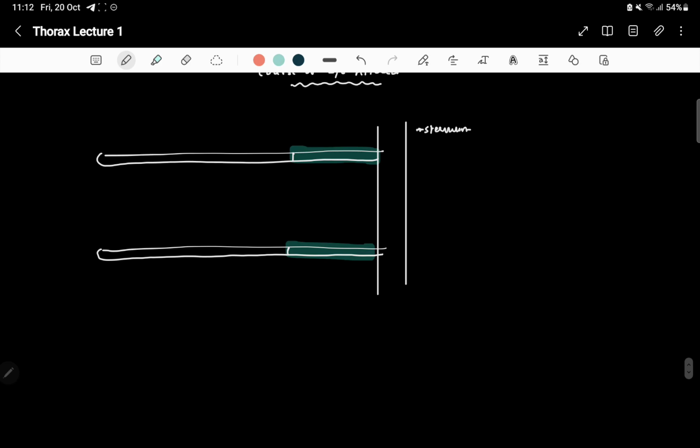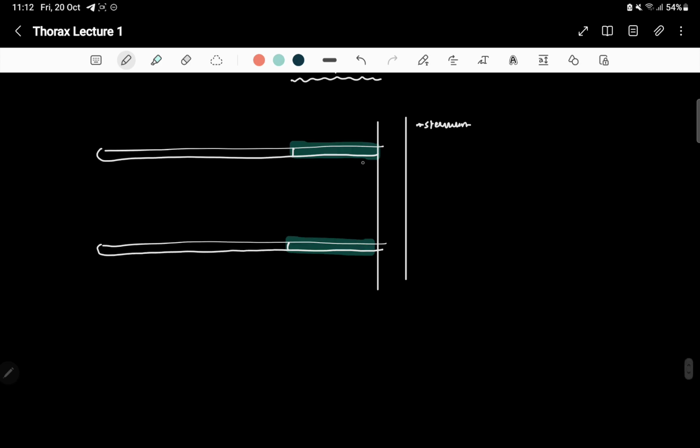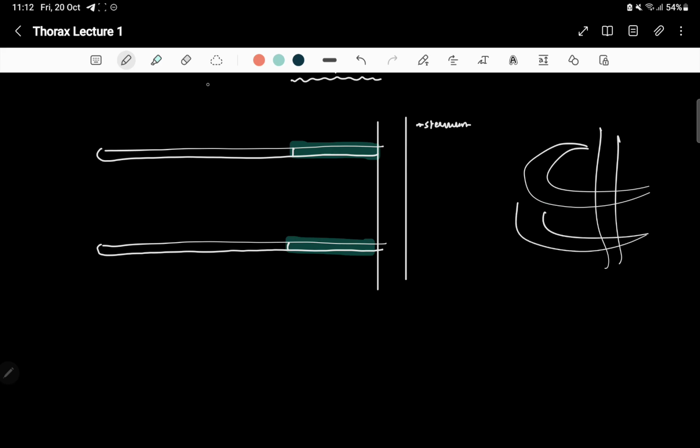The ribs are curved, but we have flattened the rib for simplicity purposes. So the ribs are like this. This must be the sternum, and the ribs should be like this, curved, but what we have done is flattened the rib.